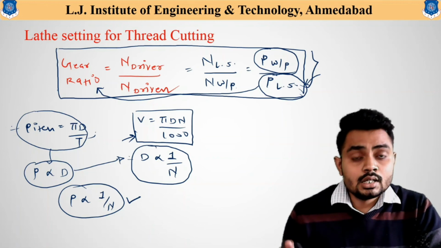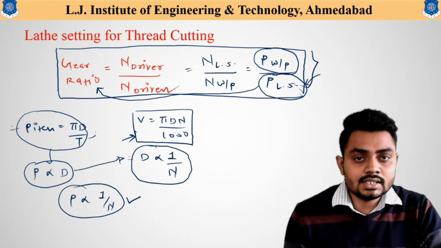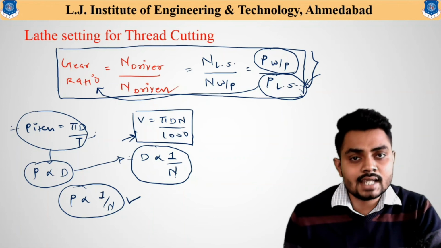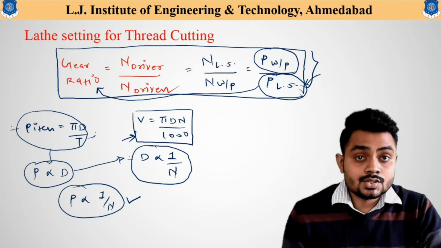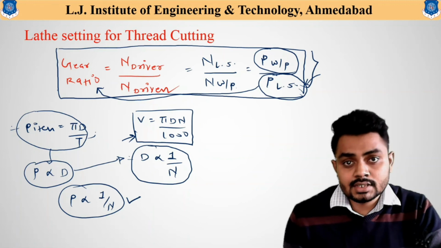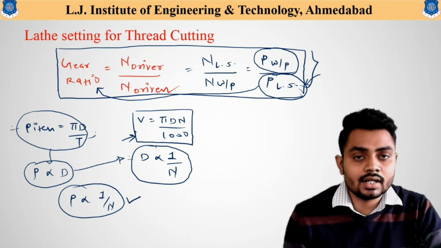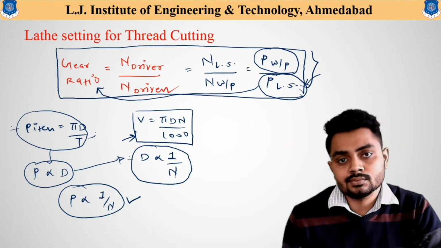So this is the basic equation with which anyone can generate any pitch on the workpiece by setting the gears in the tumbler gear mechanism. I hope you got the clarity on how this thread cutting mechanism works and how the threads can be adjusted or cut by maintaining the different gears.